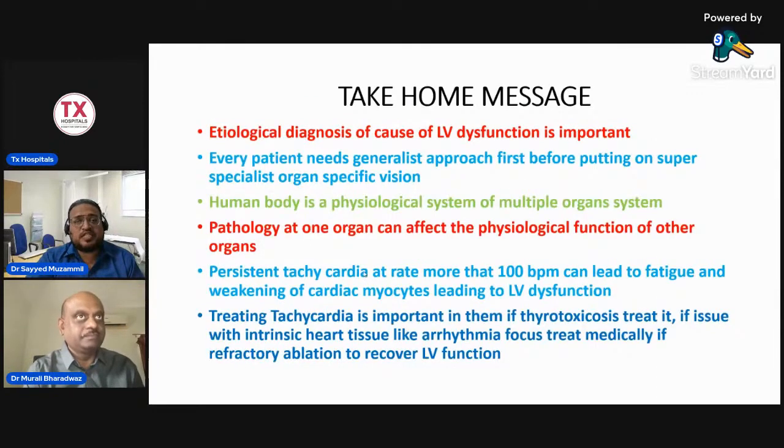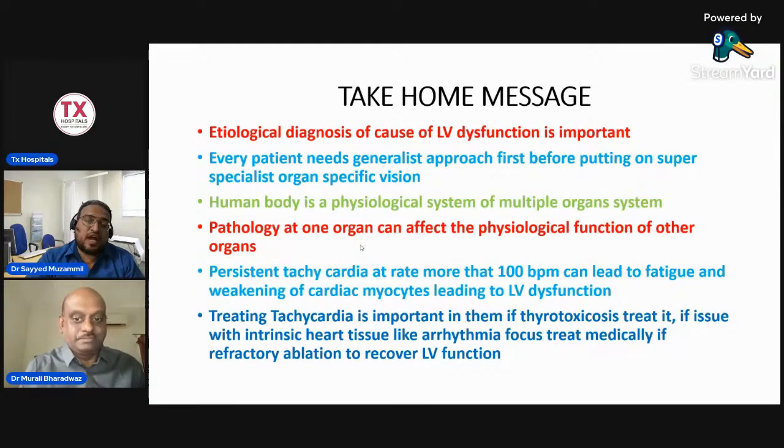So the take home message is that etiological diagnosis of the cause of LV dysfunction is important. Every patient needs a generalist approach first before putting on a super specialist organ specific approach. Also, the human body is a physiological system. It has multiple organs which are interconnected with one another, and pathology in one organ can affect the physiological function of the other organ, and the patient can present with a symptom due to a physiological issue happening in the other organ. We should find out what is the primary pathology that is causing all these issues.